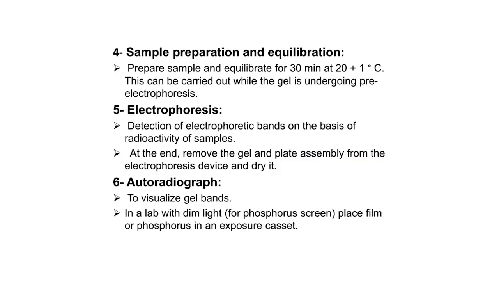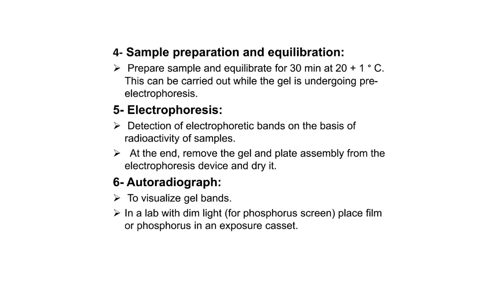Now, after we have pre-run the gel, we make the sample preparation. We prepare the sample and equilibrate for 30 minutes at 4 degrees or at a lower temperature, and this can be carried out while the gel is undergoing the pre-electrophoresis. Now you load your samples and then you run it on a gel. You run it for about an hour or 1.5 hours, and then you study it under the autoradiograph.